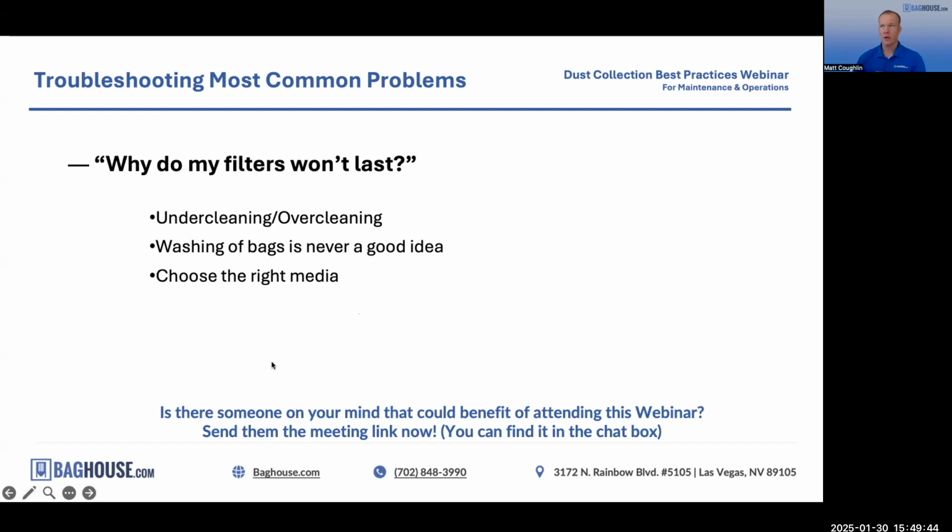Washing of bags. We run into this from time to time. There are people out there who offer the service of laundering filter bags. Sounds like a good deal to save money on bags. Problem is, specifically with felted filter media, which is most commonly used for filter bags, introducing water to the filter fabric will basically degrade it and break it down.